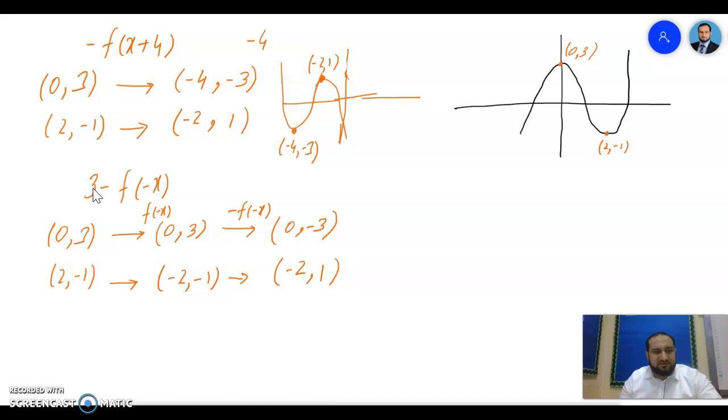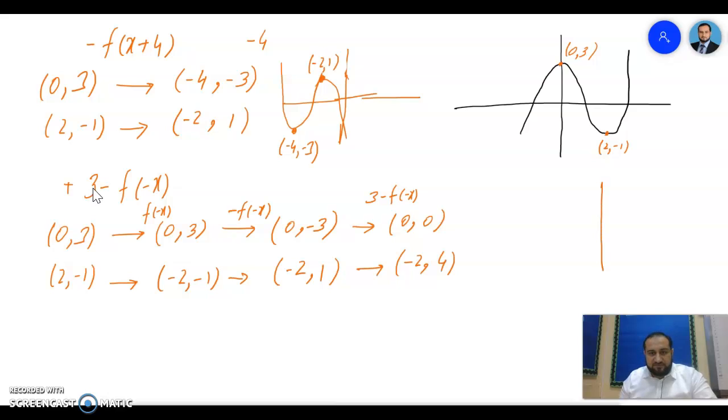Still we can see over here there is a 3. Once we apply the whole transformation, this 3 is telling us we have to add 3, because it's 3 units up, it's positive 3. So we have to add 3 to the y coordinate. So 3 minus 3 will be 0, and then this will be minus 2, and 1 plus 3 is 4. So when we apply this whole transformation, 0, 3 becomes 0, 0, and 2, minus 1 becomes minus 2 and 4.